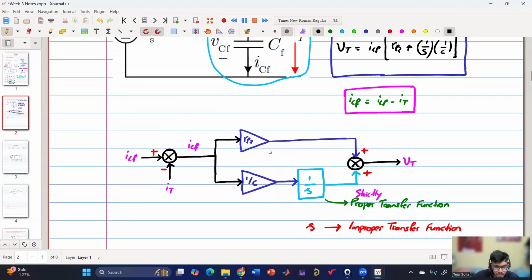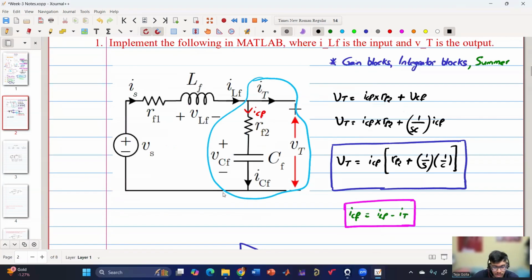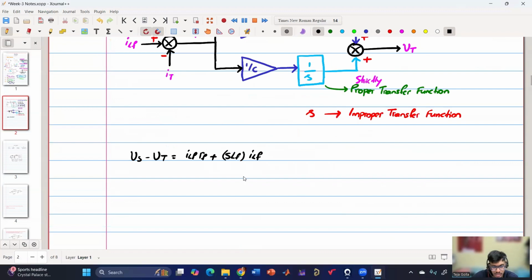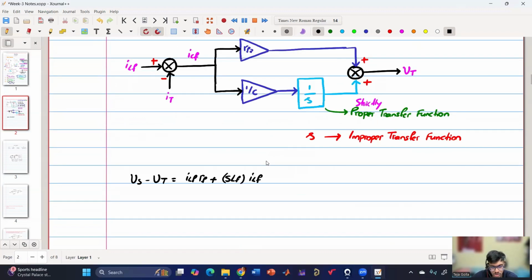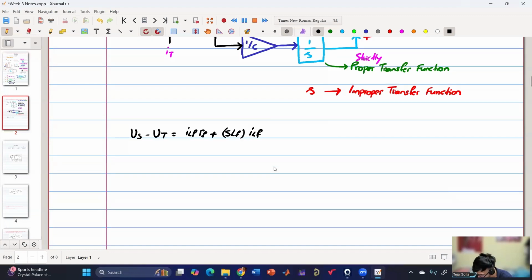So whenever we have a capacitor, things will be very simple because it is in one bias. But whenever there is an inductor, things become difficult. So how are we going to implement this? This is basically VLF. So let us only consider VLF. We'll have VLF is equal to SLF into ILF.